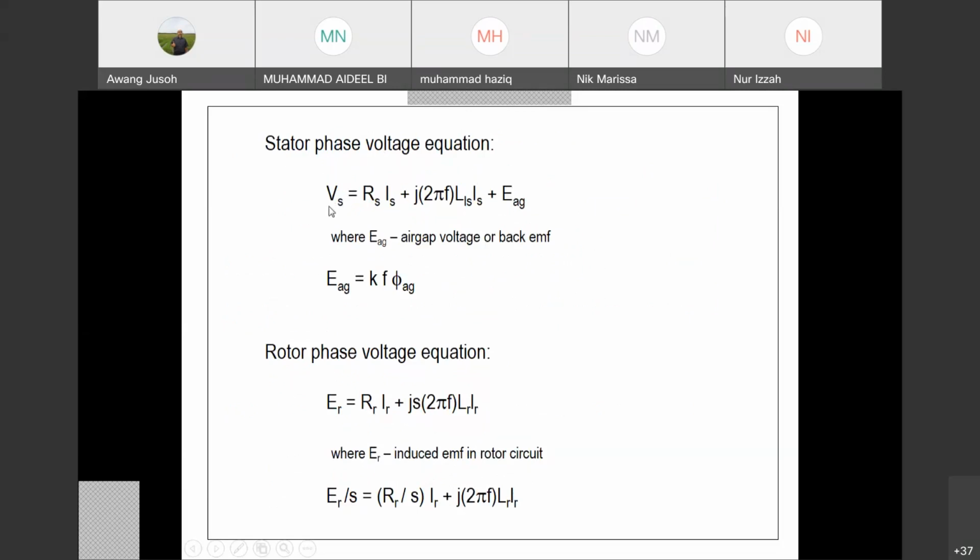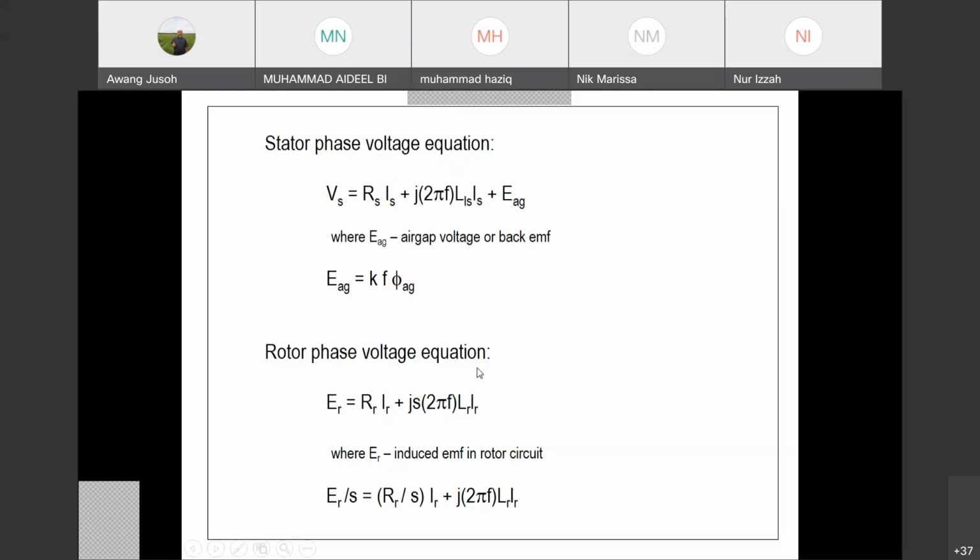So Vs, the supply voltage, equals IS RS plus 2 pi F LS IS plus EAG. This equation is related to the stator part of the machine. IS is the stator current, 2 pi F LS is the reactance from the leakage inductance of the stator part, and EAG is our back EMF at the stator part, where back EMF equals Kf flux AG. This equation is for the back EMF basically.